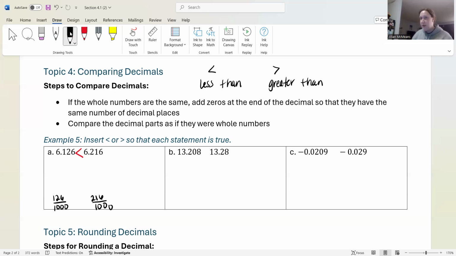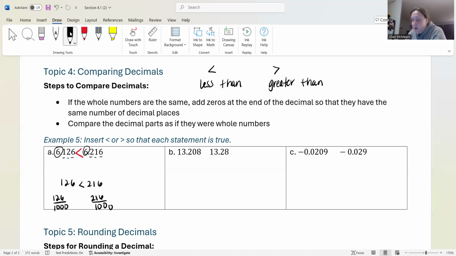Okay. So just understand that with fractions, we can compare the numerators as long as the denominators are the same. With decimals, it's easier. We just add zeros to the end of the decimal so that we do have the same number of decimal places, which is equivalent to an LCD or a common denominator. And then you just compare the numerators. So right here, we have 1, 2, 3 decimal places, 1, 2, 3 decimal places. We can see the number in front of the decimals is the same, so we just have to compare the decimals. So I'm really just comparing 126 to 216. We know 126 is less than 216. Okay? So let's look at part B.